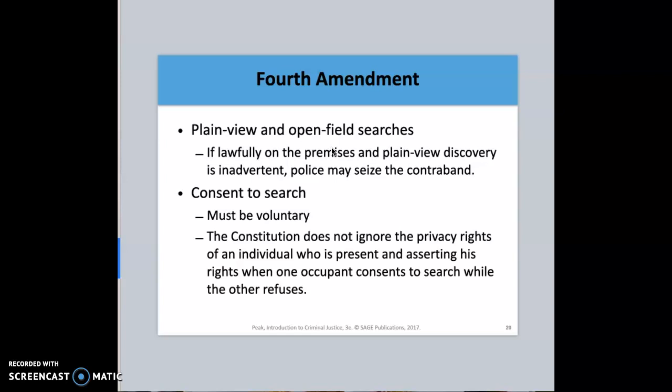But at the same time, when you have conflict, you've got a roommate who says you can, the other says you can't. Again, the Constitution does not ignore the privacy rights of an individual who is present and asserting his rights when one occupant consents to the search while the other refuses. All right, so consent. It's another way in which you can search without probable cause. Again, plain view and open field is another way you can search without probable cause.